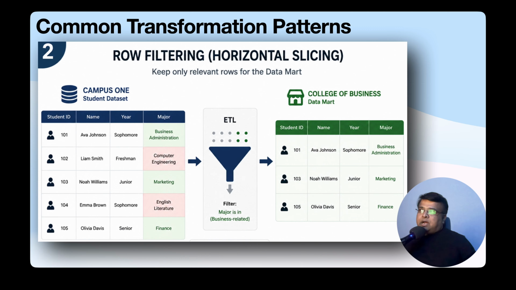So, if some students are majoring in engineering or literature, their records are not relevant to this particular data mart. So what we do during ETL is filter those rows out based on a field value. In this case, we have this major column. Only students with business related majors make it into the data mart. Notice the difference here. With column dropping, we remove the fields regardless of their values. With row filtering, we keep or remove the entire rows depending on the specific value in the data.